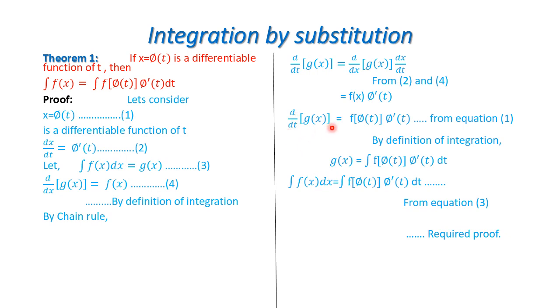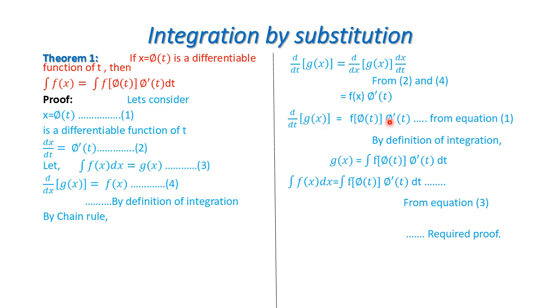Now the equation is d by dt of g of x is equal to f of phi of t into phi dash of t. Now this term phi of t is obtained from where? x is replaced by phi of t. And from where? It is given in the statement itself: x is equal to phi of t, and we have already mentioned it as equation number 1.